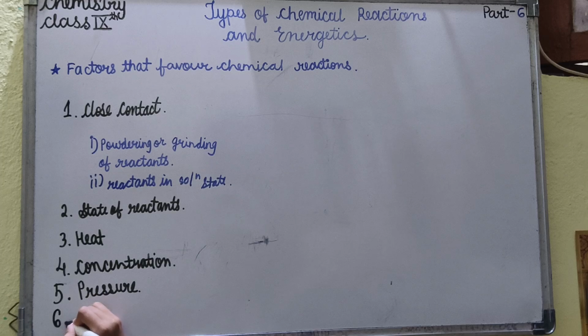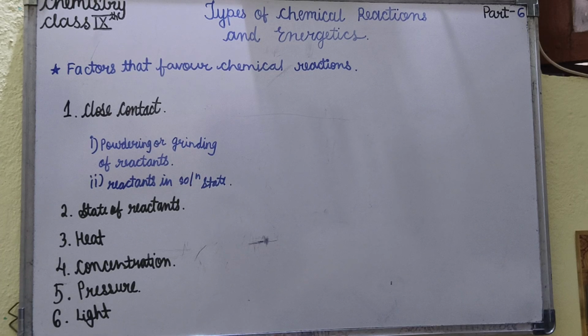Sixth is light. Some reactions take place only in presence of light energy. Example, oxygen present in the upper atmosphere gets converted to ozone by absorbing UV light. The reaction is written as 3O2 gives 2O3. Photosynthesis, the plants prepare carbohydrates in the presence of sunlight. The reaction is written as 6CO2 plus 6H2O gives C6H12O6 plus 6O2.